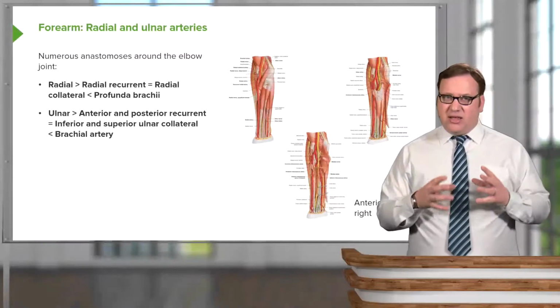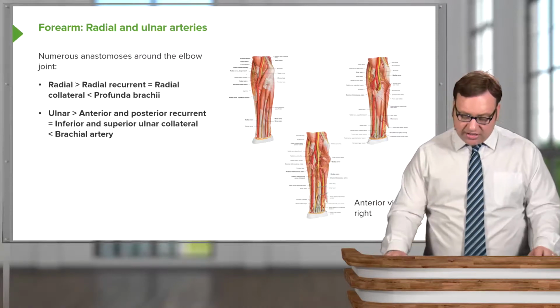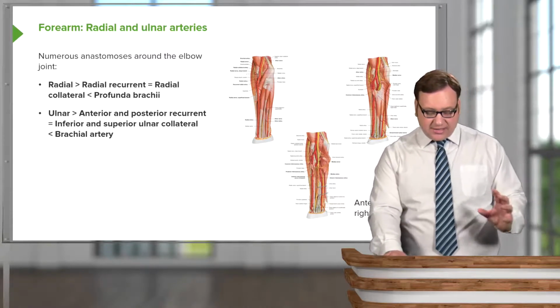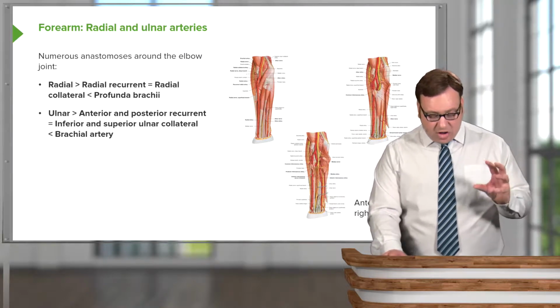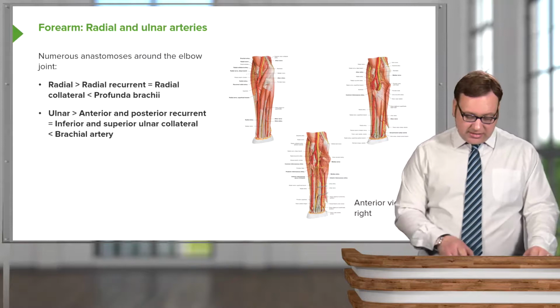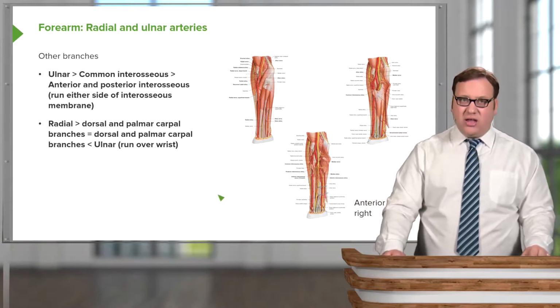These anastomoses are really important. So if some of the arteries get blocked, there's a mechanism for compensation to occur. It's not that significant if some of these branches get damaged or get blocked because there's an alternative blood supply. We have other branches that are coming from the radial and ulnar arteries.